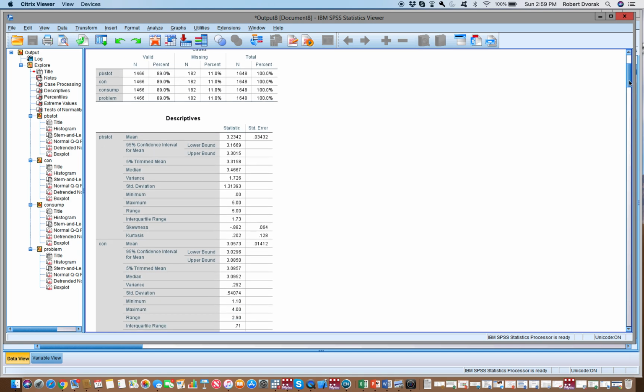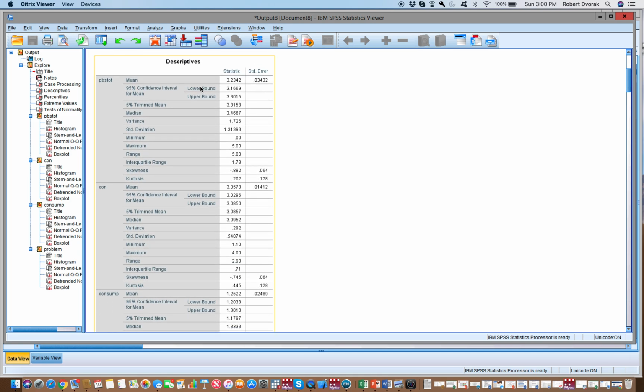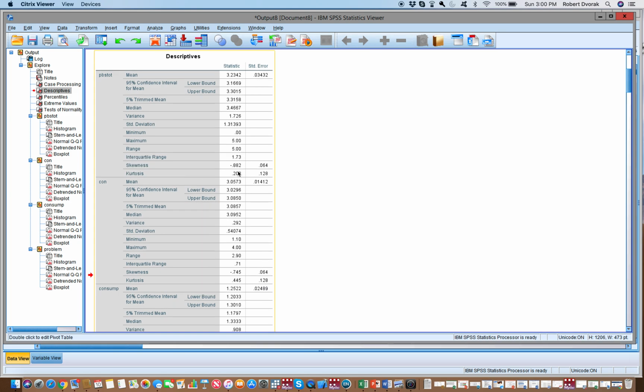Let's start by talking about the basic descriptives for all of these. For PBS, we have an average score of 3.2 and a standard error of 0.03. Here are our confidence intervals, median, variance, standard deviation, minimum and maximum, and a range of 5. Here's our skew statistic, and here's our kurtosis statistic. These are interesting to note because we want roughly normally distributed data. A negative skew indicates skew towards the right-hand side, and a positive skew indicates skew towards the left-hand side.